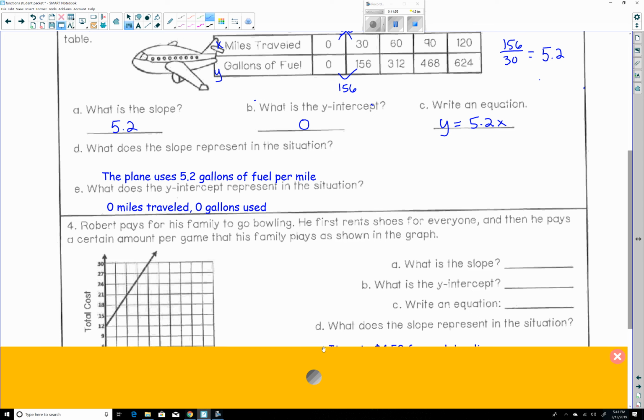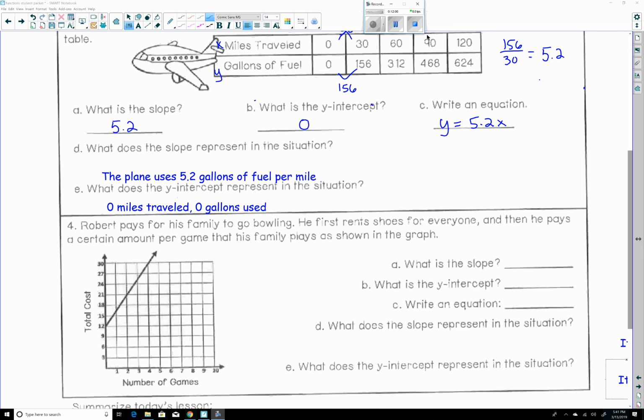We have another table or another graph. Okay. So Robert pays for his family to go bowling. He rents shoes for everyone, and then he pays a certain amount per game that his family plays as shown in the graph. So I would like you to pause the video, figure out what the slope is, figure out what the y-intercept is, write an equation, write what you think the slope is representing and what you think the y-intercept is representing in this situation, then unpause the video, see if you're correct, and then we'll move on from there.